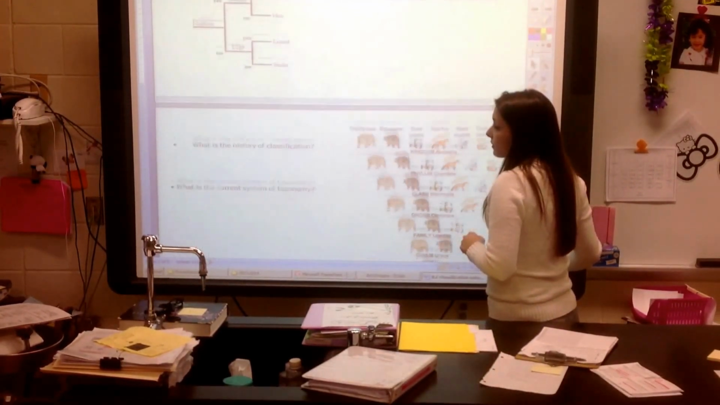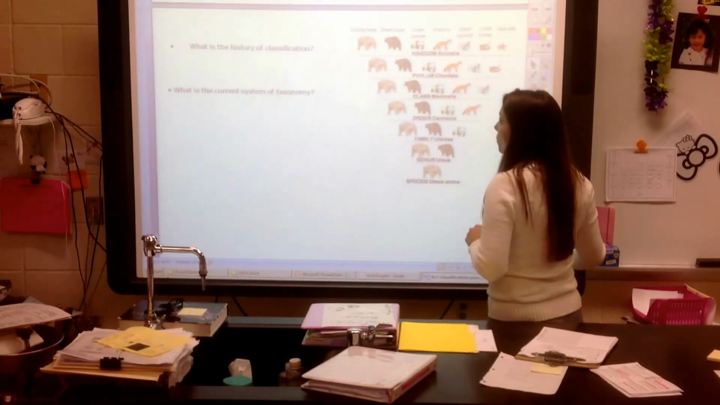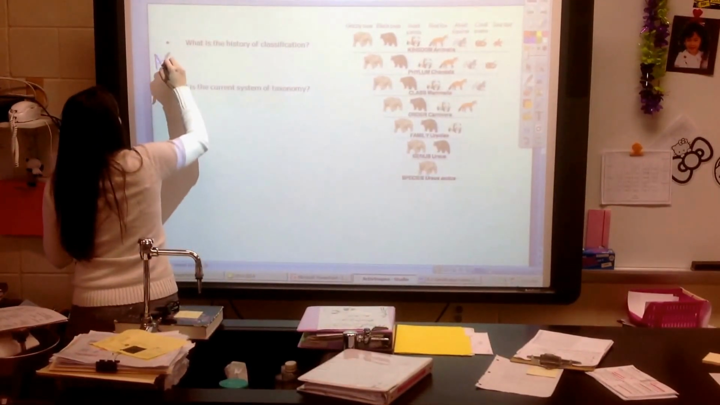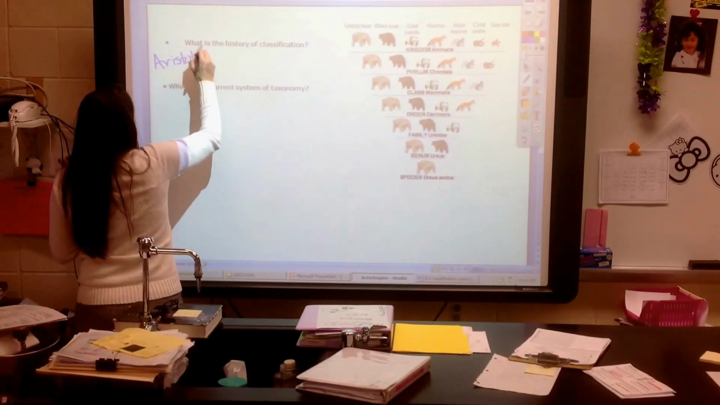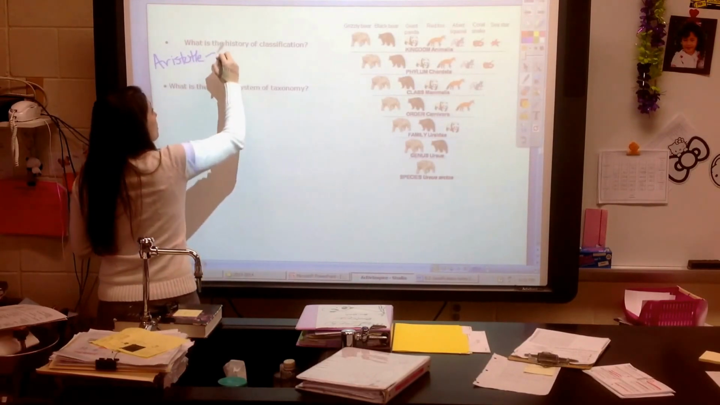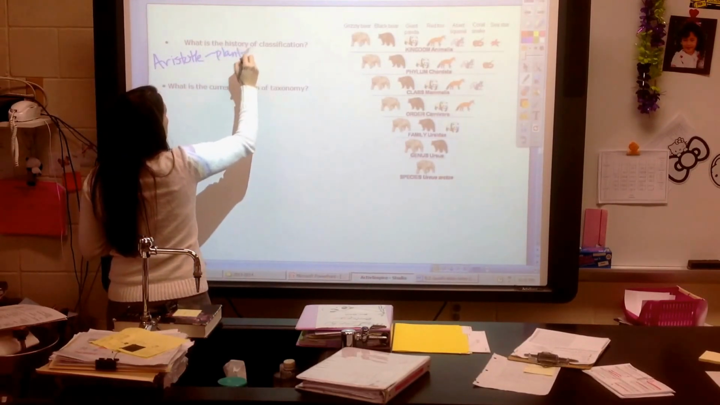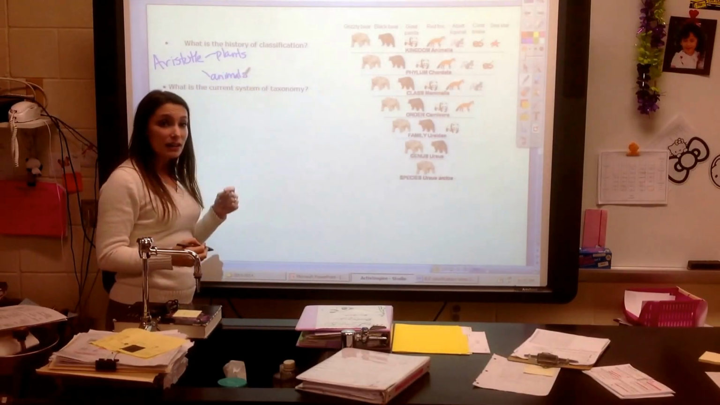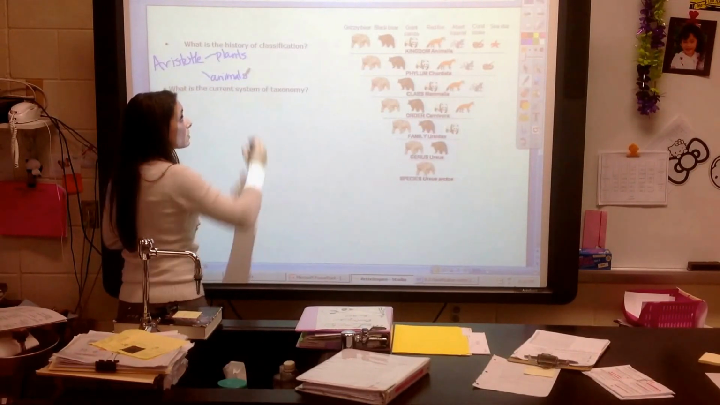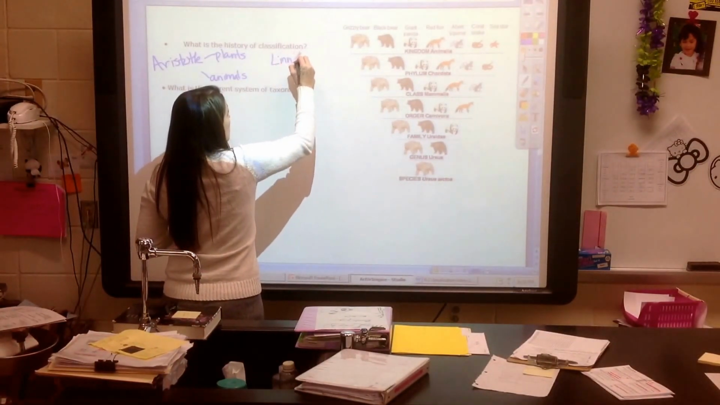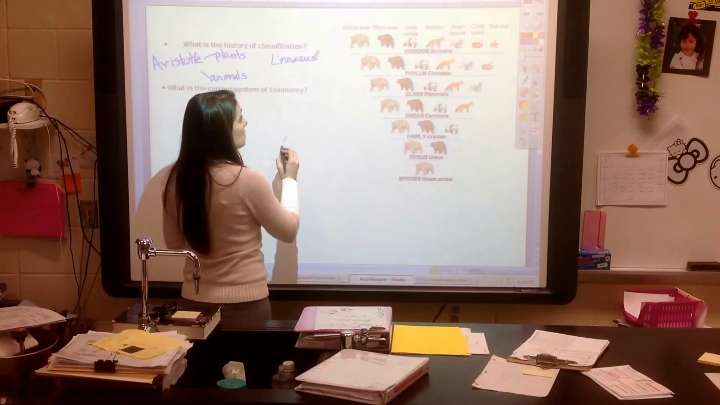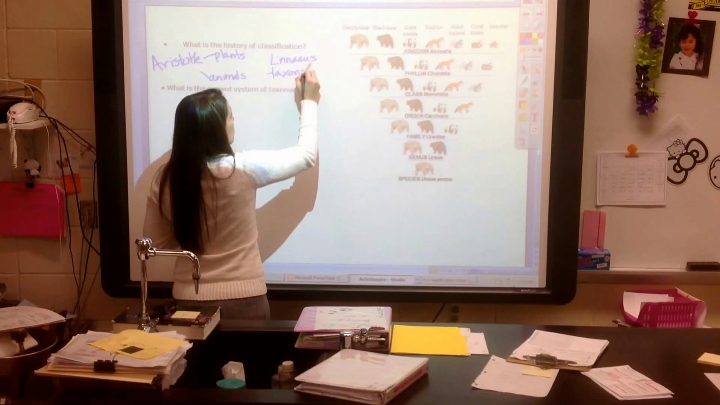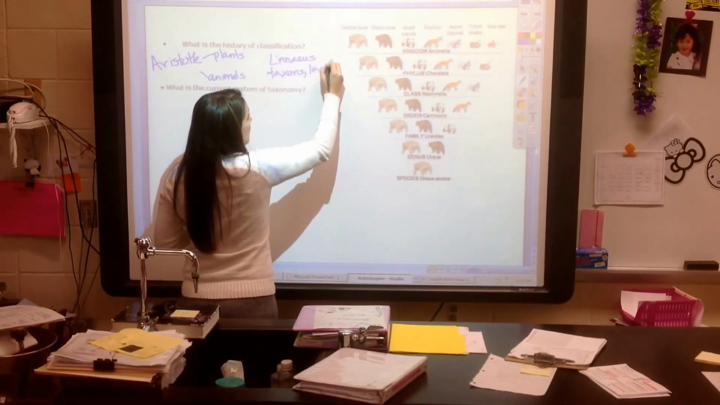We want to do a little bit of history of classification. Where did this come from? So the history of classification actually started with a man named Aristotle. He was a philosopher, and he grouped organisms into two categories, plants and animals. But as we know, there's a lot more to classification than just plants and animals. And so a naturalist named Linnaeus actually created taxons, or levels of classification.